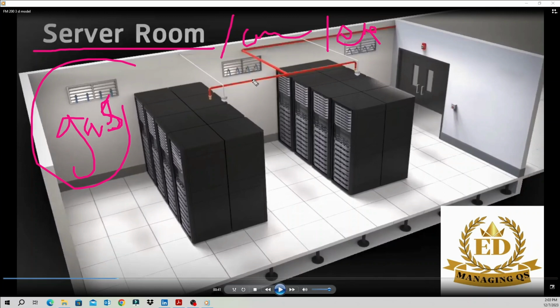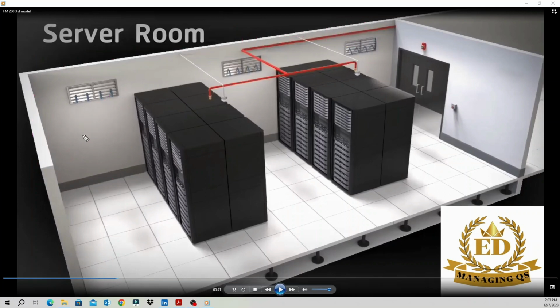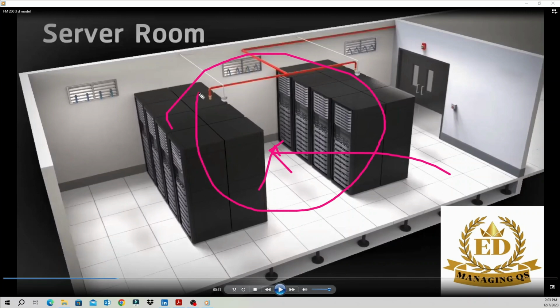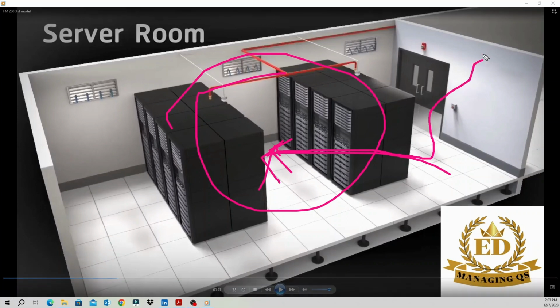Okay, so for example, let's imagine a fire occurs in this server room. Just imagine, if we apply water through this system, what will happen? This room is full of electrical components. If we use water on the fire in this room, the electricity easily makes contact through the water and goes to another room, and it's going to be a huge disaster.